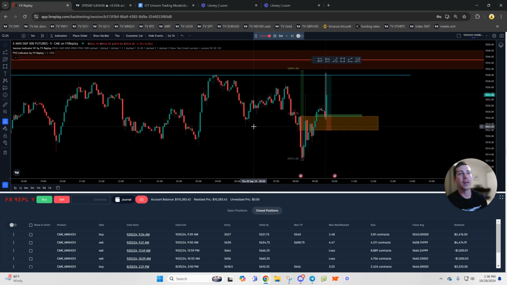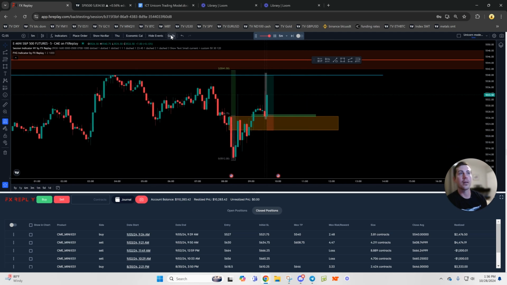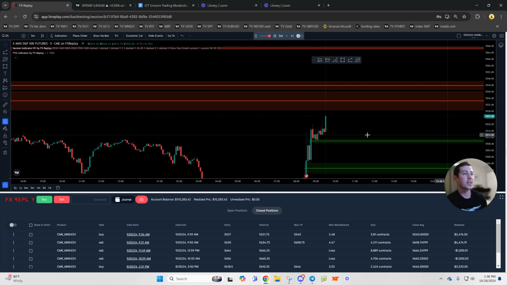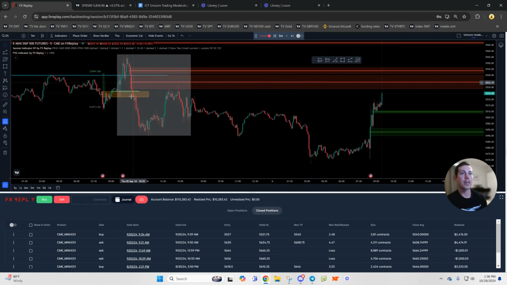So overall, I'm pretty happy with how this is going so far. We only have a few trades so far, but we're up 10% in a week or two with this model. So I can see why a lot of people trade this, because it definitely seems promising if you can properly identify the draws on liquidity.